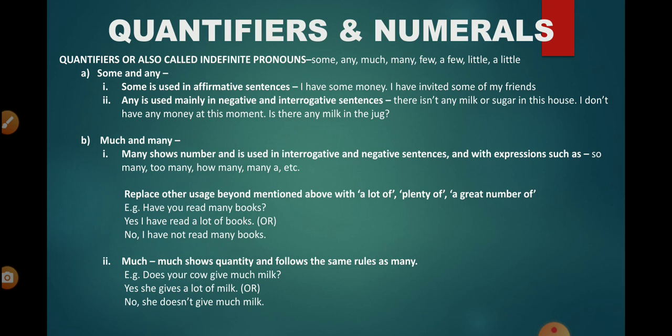It's unspecified or uncertain. Any is used mainly in negative and interrogative sentences. There isn't any milk or sugar in this house. I don't have any money at this moment. Is there any milk in the jug?